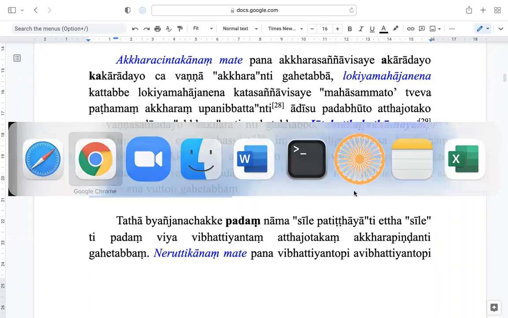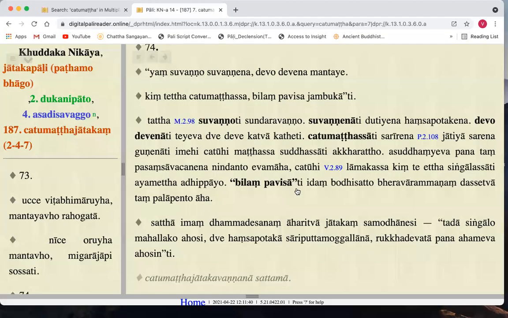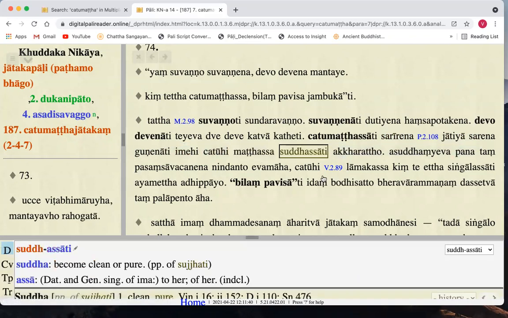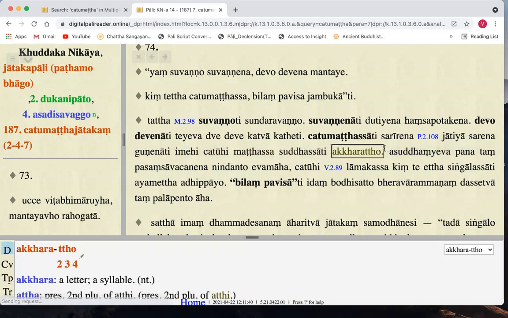Commentator's explanation. So actually the commentator explained with that Pāli word Jadu Matasa. Sarirena, Jadiya, Sarena, Gunena. Okay, so this is the enumeration of the Jaduhi Matasa. The meaning of Mata me actually is Sotasa. So that is Ekarato, the meaning of each word there.